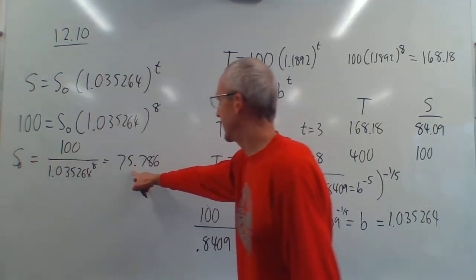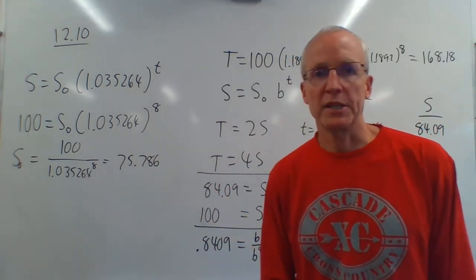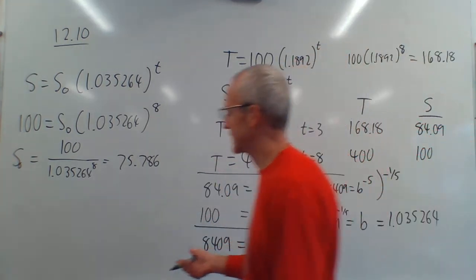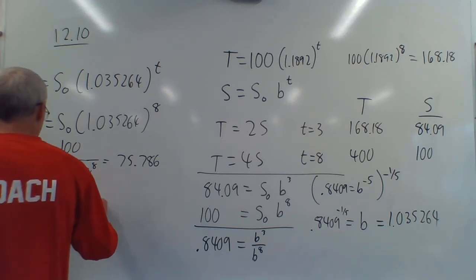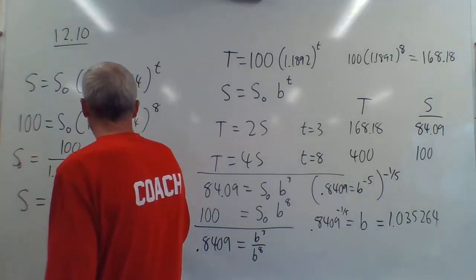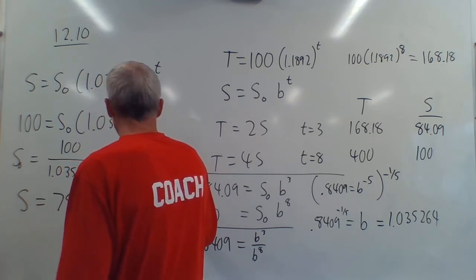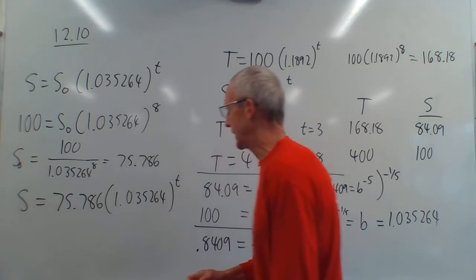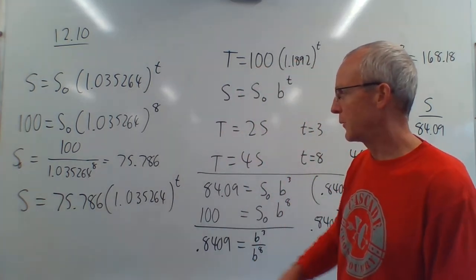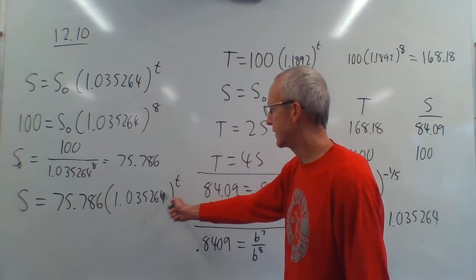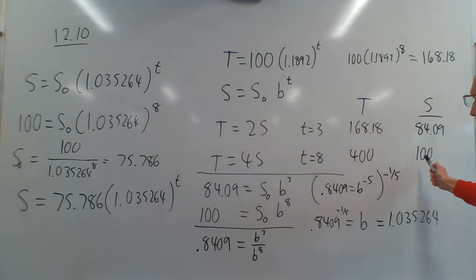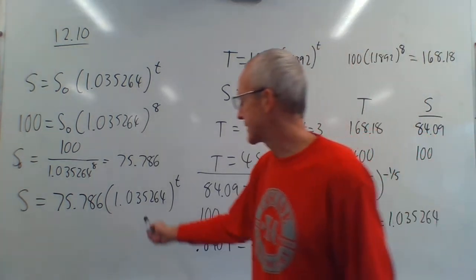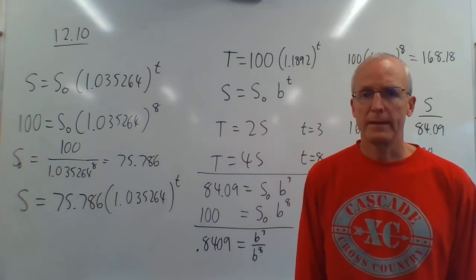So we started off on day 0 with 75.786. Again, you can't have a fraction of a spider, but this is a model, and we want to be kind of precise. So finally, our model is: the number of spiders is 75.786 times 1.035264 to the t. Now we know how many spiders there are anytime we want. It starts off at 75, at 3 days there's 84, it grows a little bit, and after 8 days there's 100. Not growing really fast because that B number is not very big.